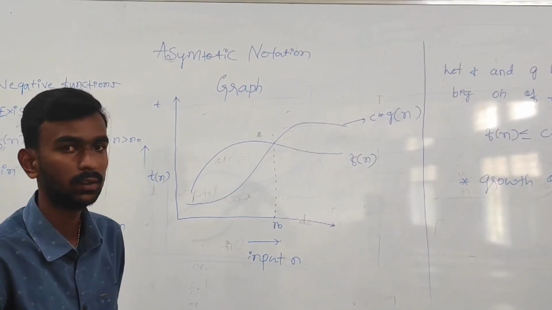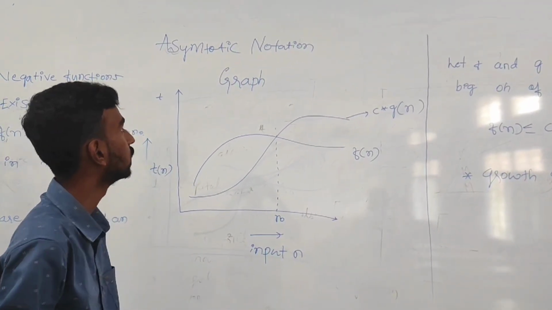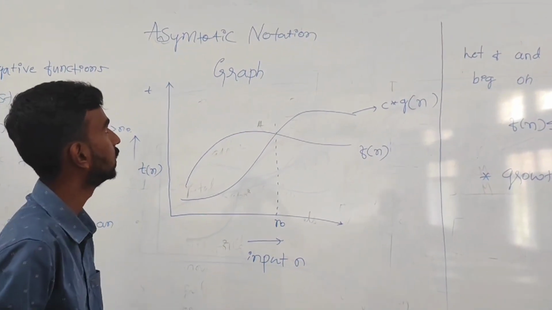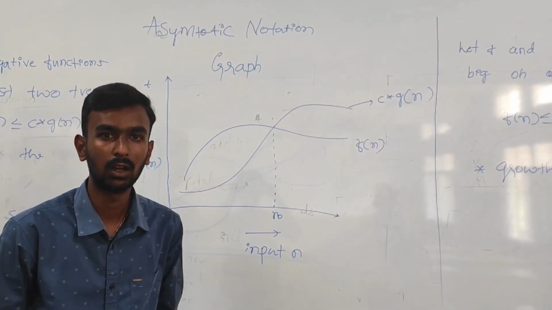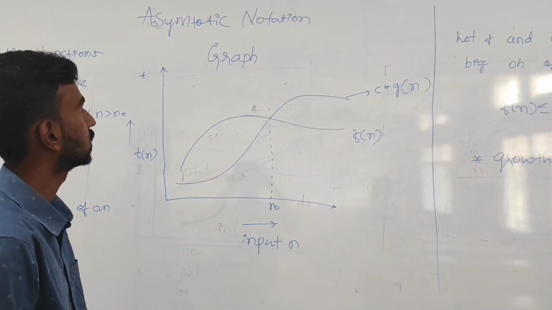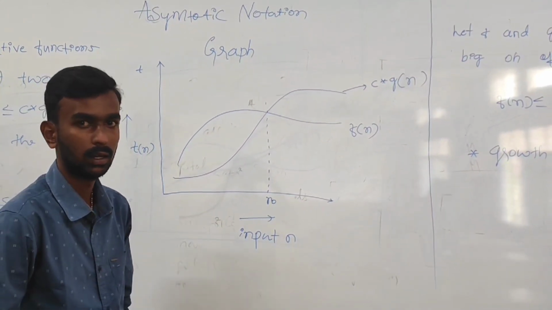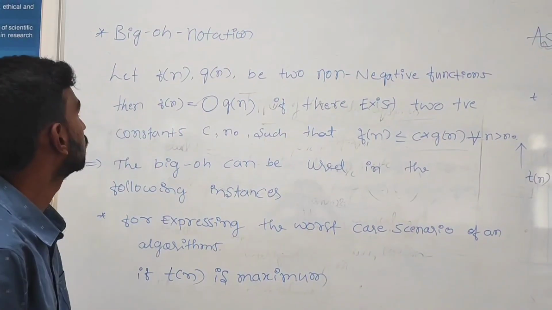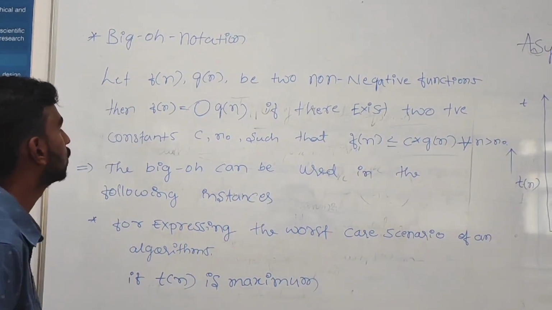Hello everyone, today we are going to discuss asymptotic notation. The definition of asymptotic notation is that it is used to calculate the time complexity of an algorithm. By asymptotic notation you can calculate best time, average time and worst time. So the first main type of asymptotic notation is big O notation.